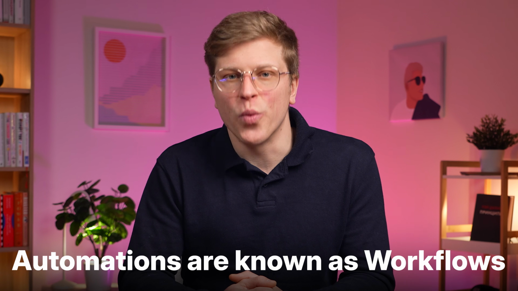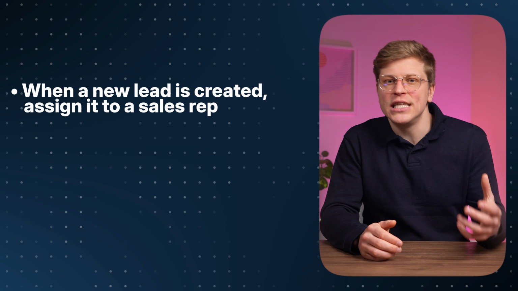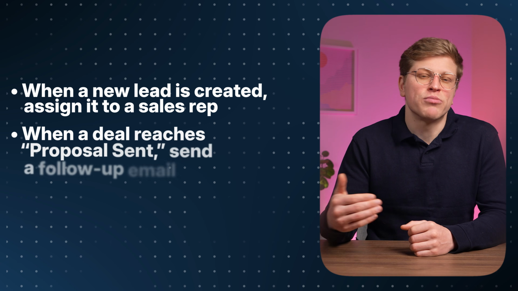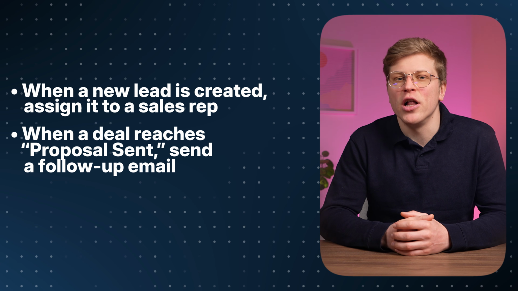So remember I said at the end of the previous chapter how we would cover the basics of automation a bit later? Well, that time is now. Chapter 10, Automations. In Zoho, automations are known as workflows. These trigger automatically when specific conditions are met. And even simple workflows can save hours of manual work each week. For example, here are 3 hypothetical workflows. When a new lead is created, assign it to a sales rep. When a deal reaches proposal sent, send a follow-up email.